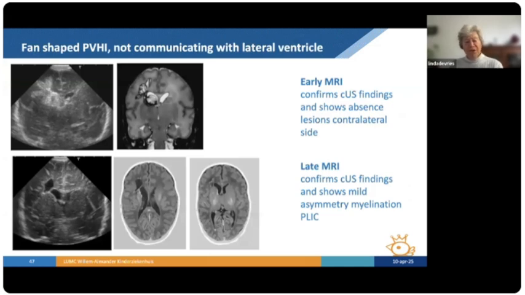Another type of PVHI, sometimes mistaken for unilateral cystic PVL, but that's obviously not the case. There's a large IVH. There is just in this kind of triangular shape echogenicity, which is confirmed to be hemorrhage on this early MRI. And then at the term equivalent MRI, we see that there is cystic evolution, just a single cyst that is not communicating with the lateral ventricle. And we see that there is not complete absence, but mild asymmetry of the myelination. And this child developed a mild hemiparesis later on.